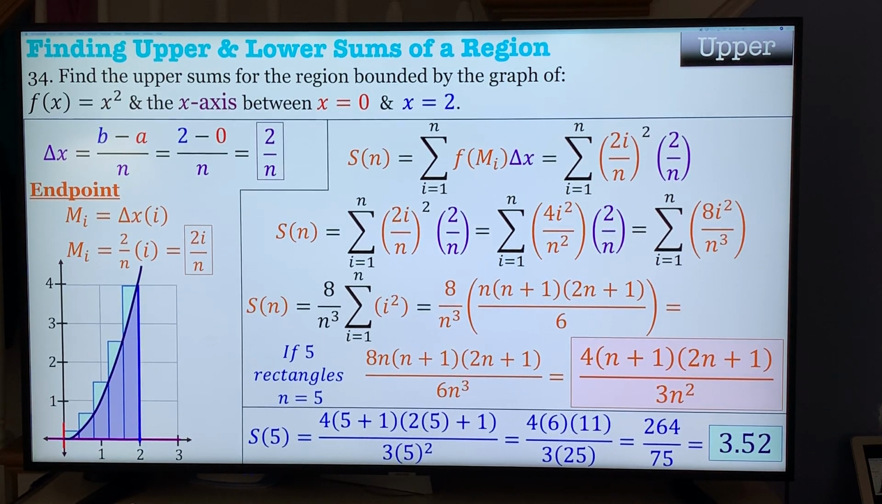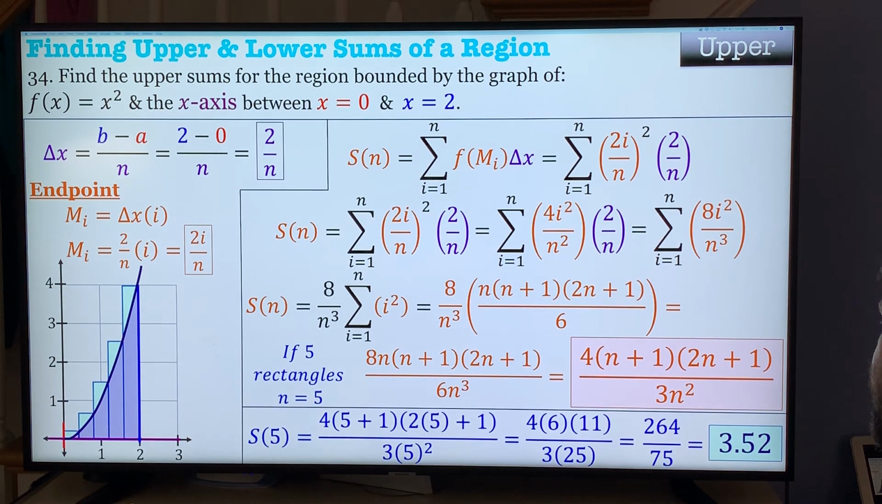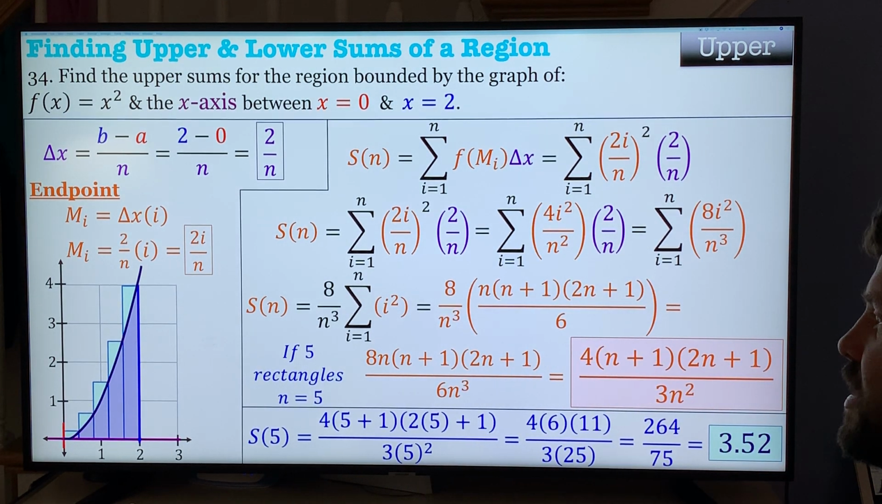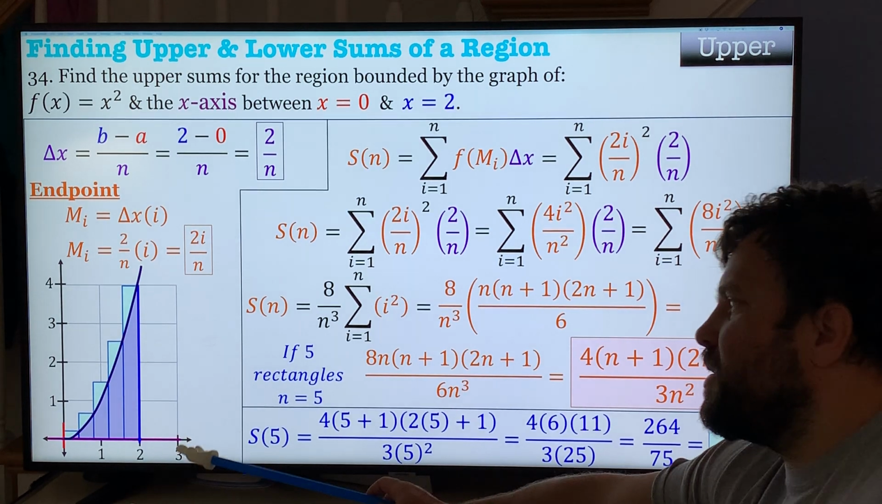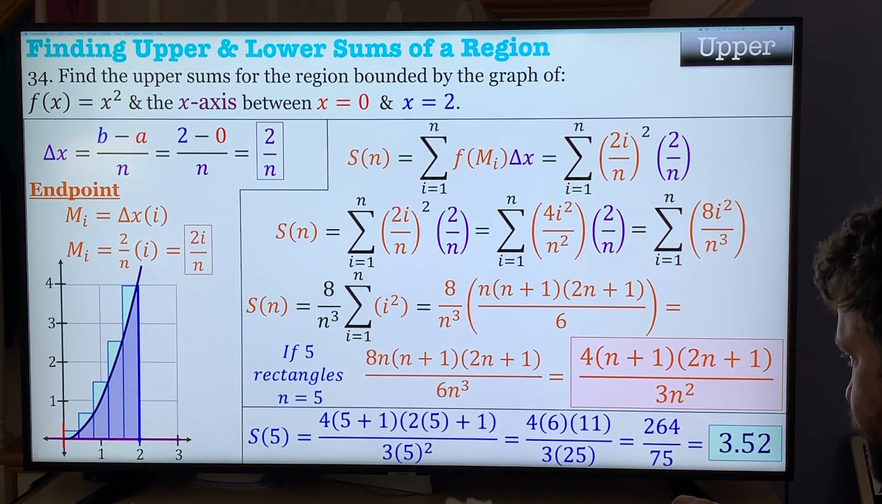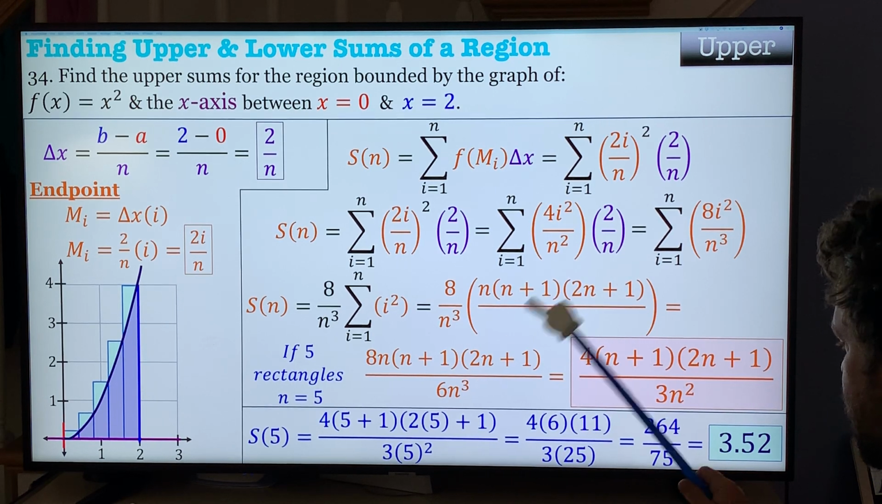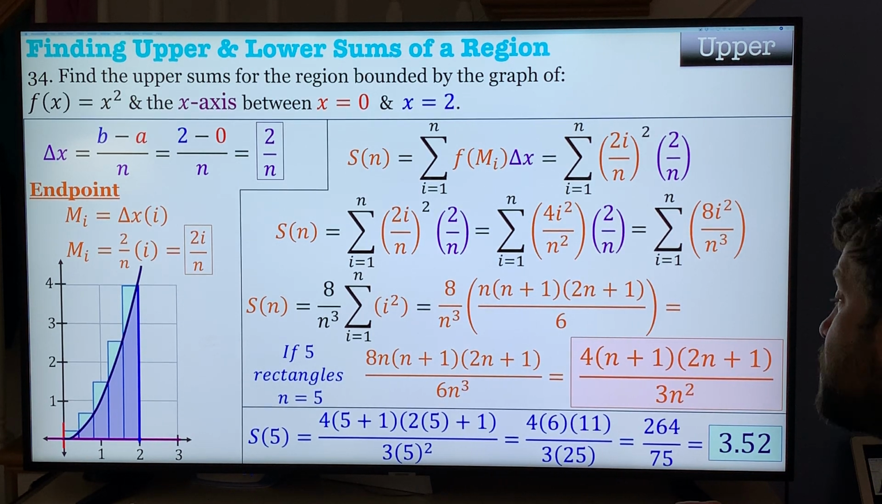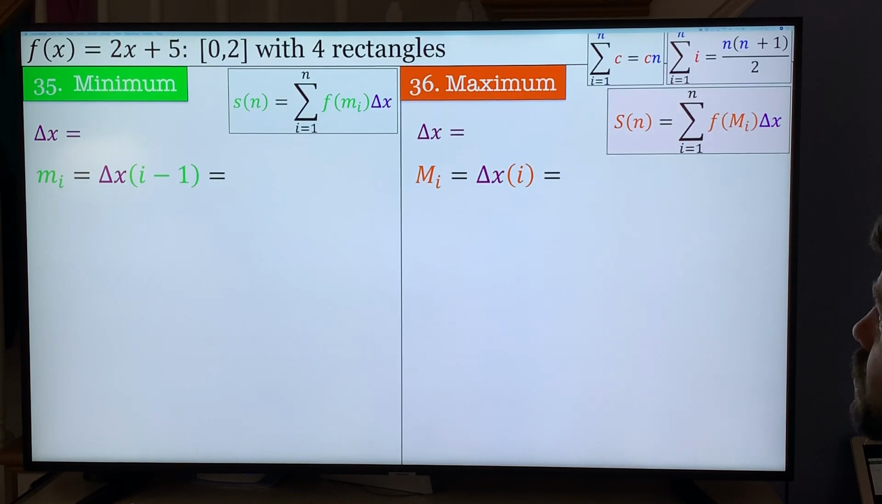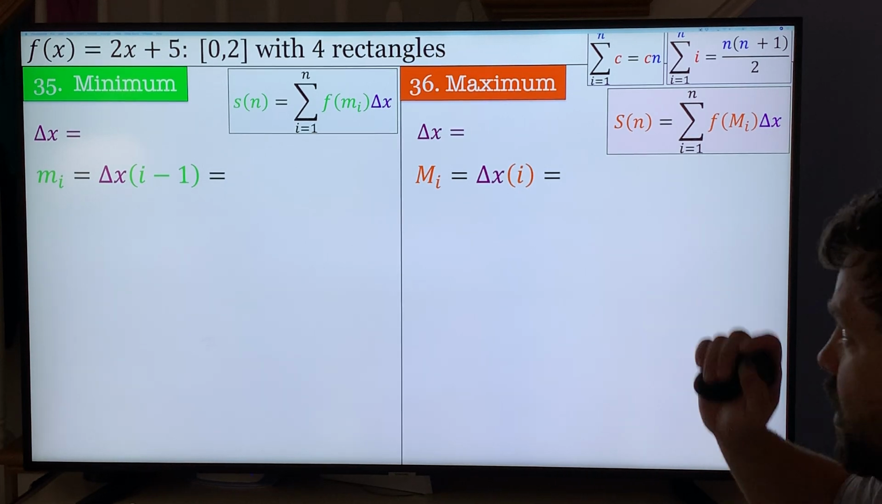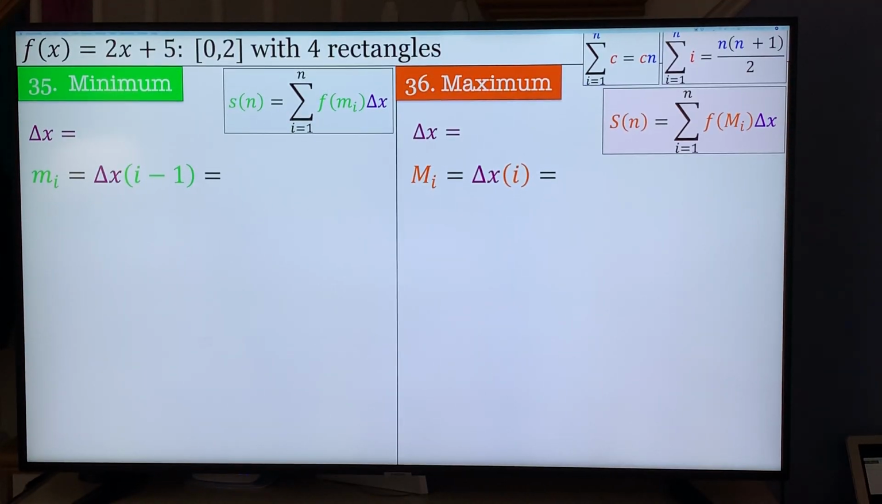So notice the one was about 1.96, I think. This is 3.52. There's a big difference between the two, and the only reason for that is because you're using only 5 rectangles. Say I use 100 rectangles, I can get a much more accurate answer. And I bet the answer would be somewhere around 2.73, maybe. Try it with 1,000 rectangles, whatever. Good. All right, let's move on to the next one. You want to try 2? Good. Try 35 and 36, the minimum and maximum.